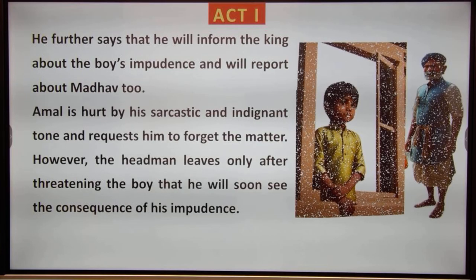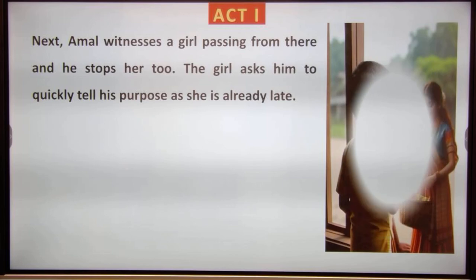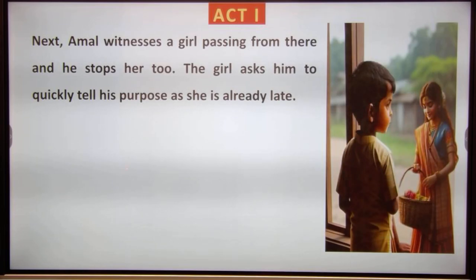Amal is hurt by his sarcastic and indignant tone and requests him to forget the matter. However, the headman leaves only after threatening the boy. He will soon see the consequences of his impudence, as he is showing that he may receive a letter from the king. He will surely see what will happen now, as the headman decides in his mind that he will teach the boy a lesson. Next, Amal witnesses a girl passing from there and he stops her too.